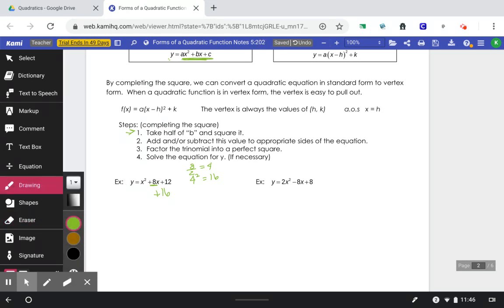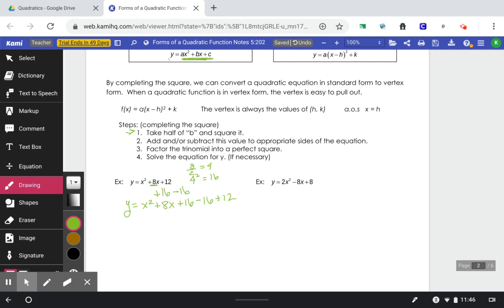Not only are you going to add 16, you're going to subtract 16 also. Because what this is essentially saying is that you're adding 0 to the right side of the equation. You're just writing it out a different way. So now what you have is y equals x squared plus 8x plus 16 minus 16 plus 12. And there's a reason why I'm writing it in this order.